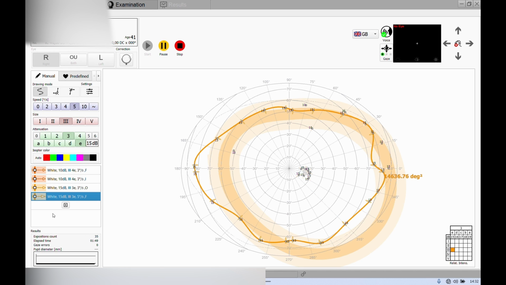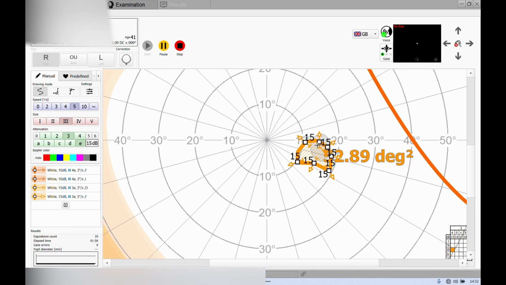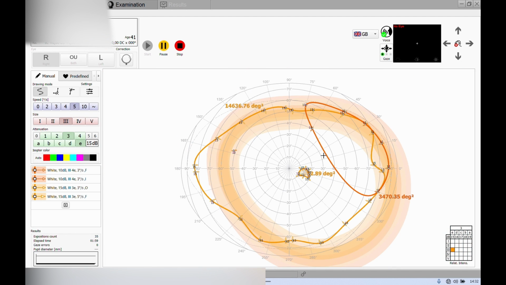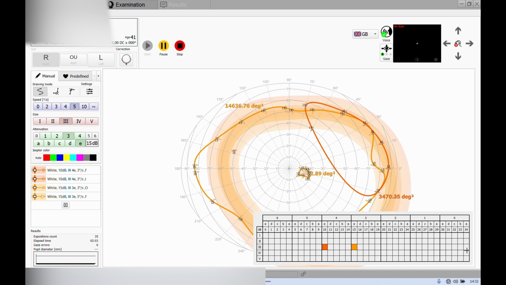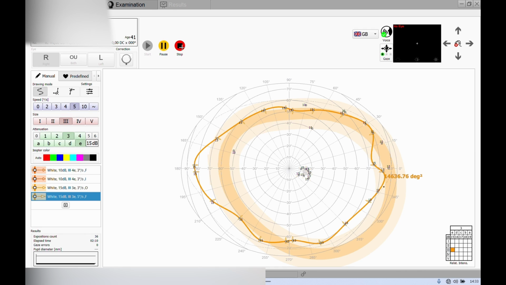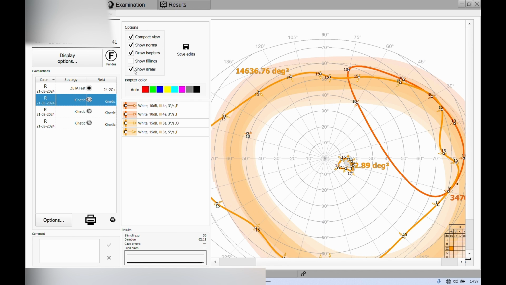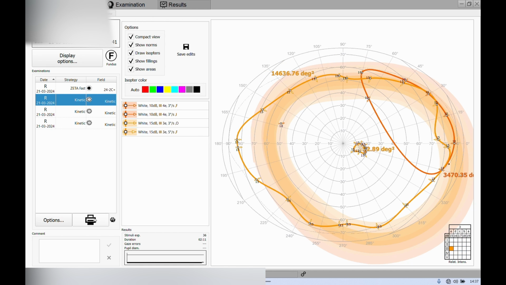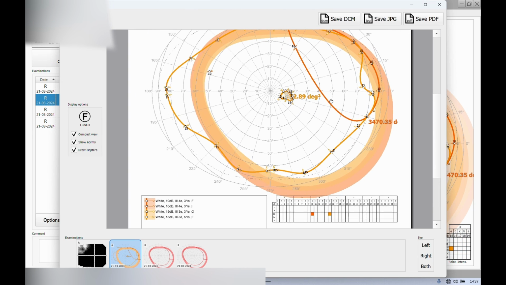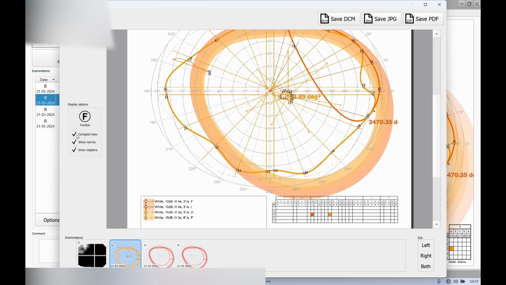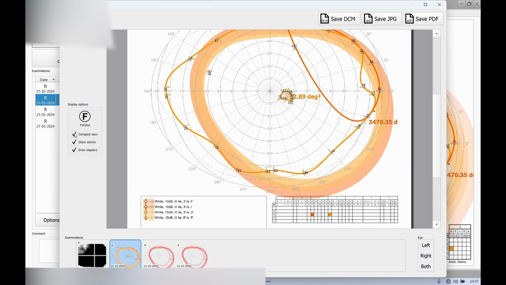And this is basically the view. We can click the isopters which we wish to see, and which we don't want to see. And then we have this table, which is very well known to all the people who used to do or are still doing Goldmann kinetic perimetry. After we have finished with the testing, we can change the settings of the view. We can show fillings, we can show norms, we can draw isopters, we can also have different colors of the isopters, we can change the colors as we wish, and then we can print the results out.